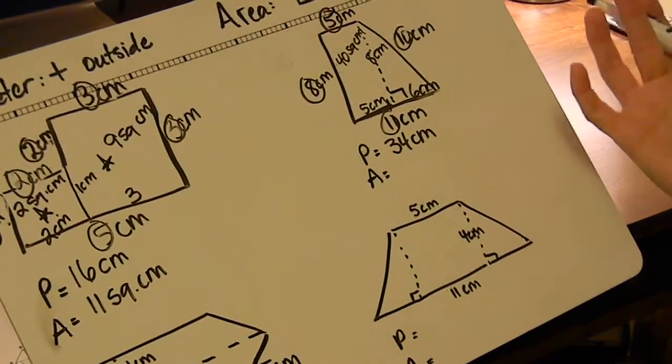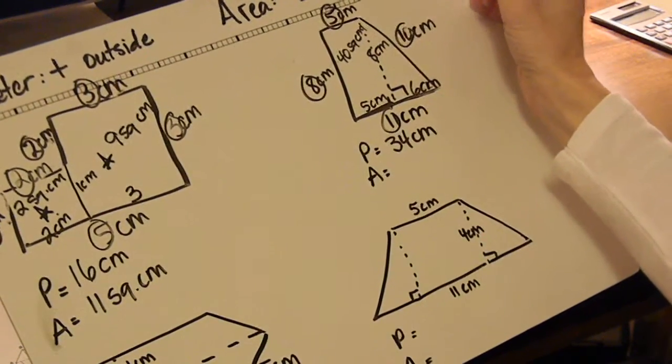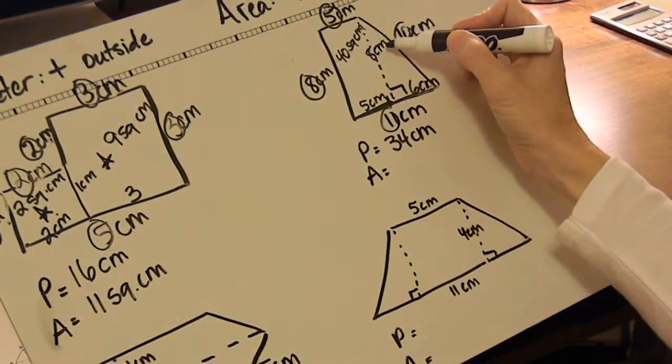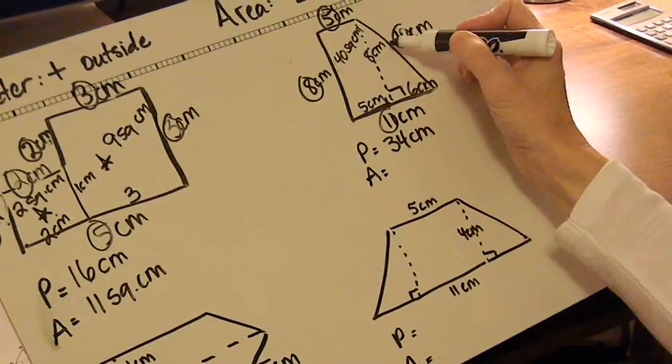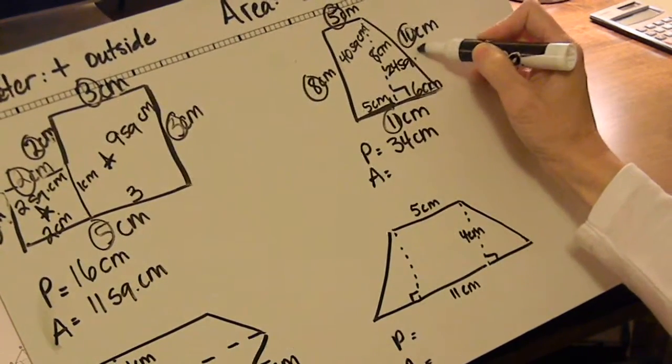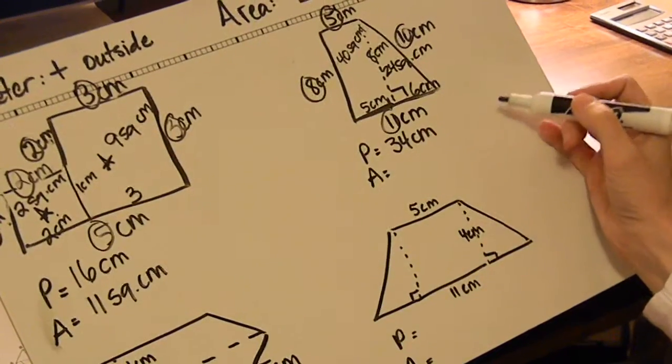Now we can do the area. Area of a triangle, base times height divided by 2. 6 times 8 is 48. 48 divided by 2 is 24. So the area is 24 square centimeters.